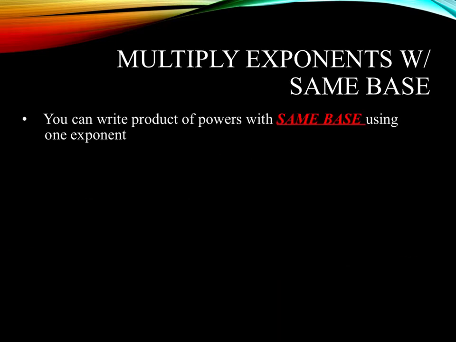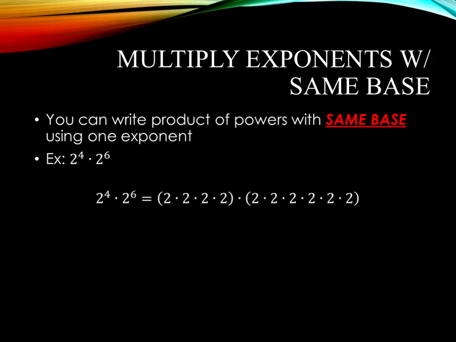When we go to multiply a power and that power has the same base, then we can go ahead and simplify this power and use the same base but one exponent. So if we take a quick look at an example here, the example of 2 to the 4th times 2 to the 6th, if you break this down, 2 to the 4th is really 2 times 2 times 2 times 2. Then we're going to multiply that by 2 to the 6th, which is 2 times 2 times 2 times 2 times 2 times 2.